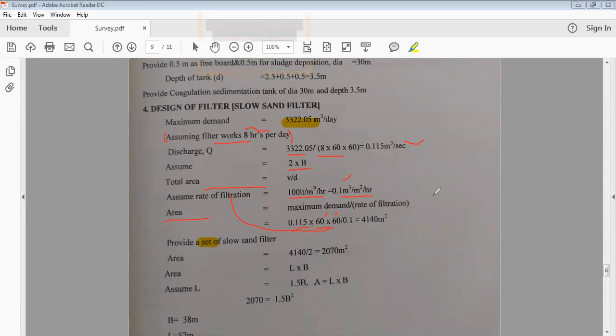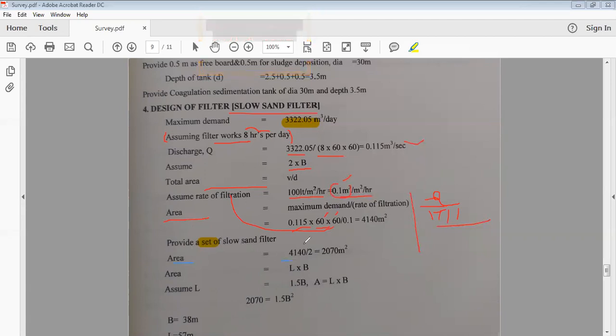Okay, means you have to divide the flow with how much filter this slow sand capacity has. Okay, rate of filtration. So it is 0.1 meter cube, and this is the flow happening, and this is our filter which is capable of filtering. So if you divide that, you'll get total area which it is capable of filtering out. Right. So this is the area we got now.